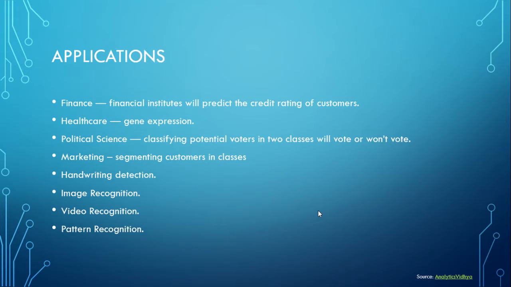KNN is used in several sectors such as finance to predict the rating of customers, in marketing to segment customers into different classes, in healthcare for microbiology gene classification, in political science to determine if the voters will vote or not, in handwriting detection, image recognition, video recognition, and pattern recognition.